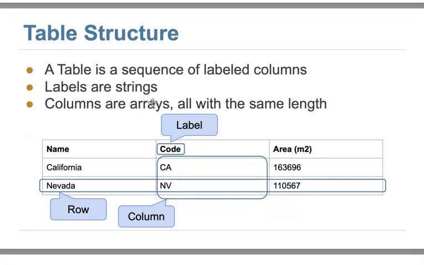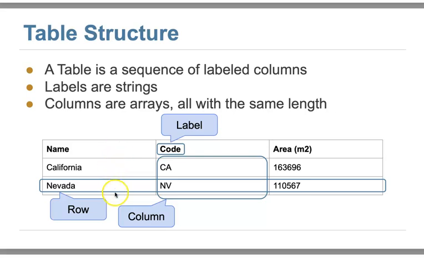Last week, we talked about table structure. So a table basically contains multiple columns. For example, you see here, the first column is the name of the state. Then we have the state's code. Then we have the area for that state. The first row contains the labels for all the columns. You can see labels are strings.